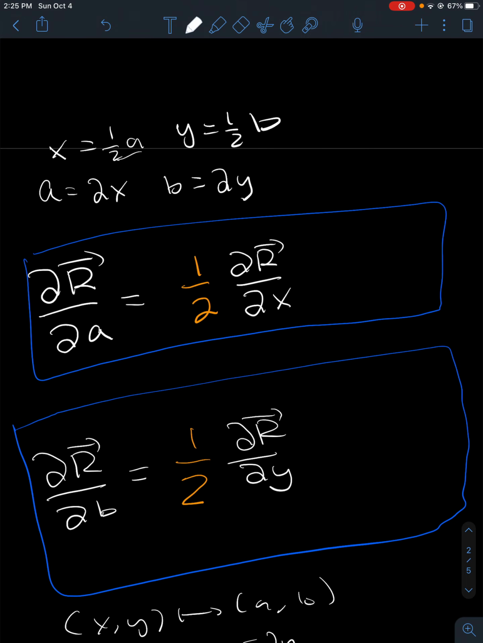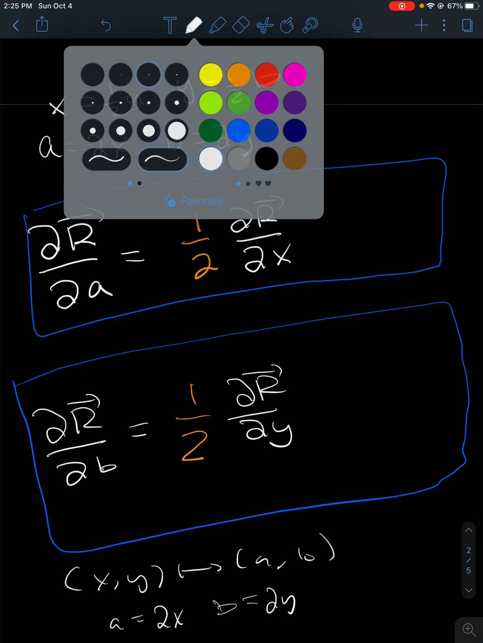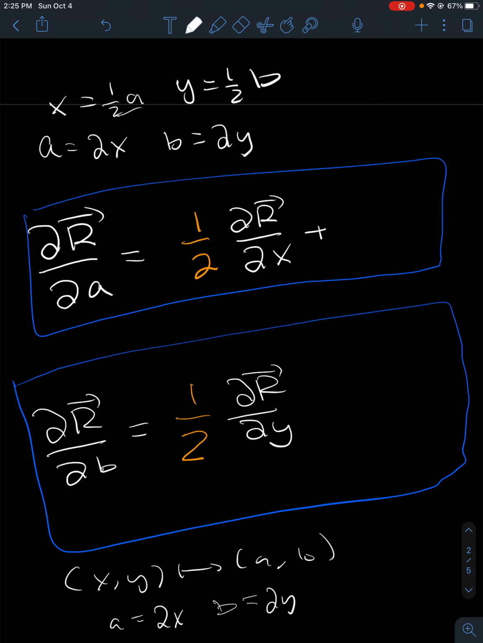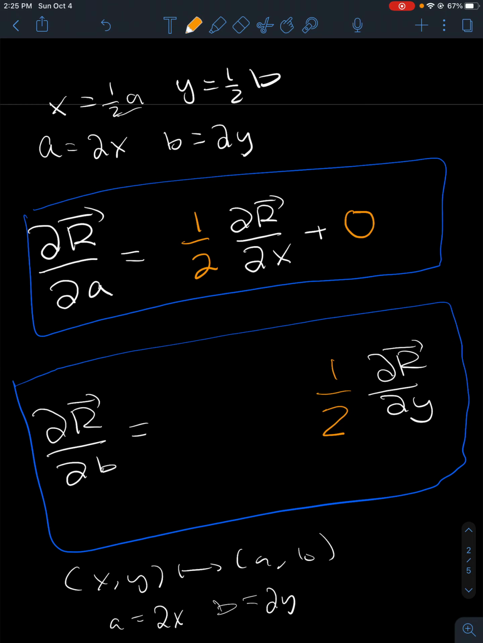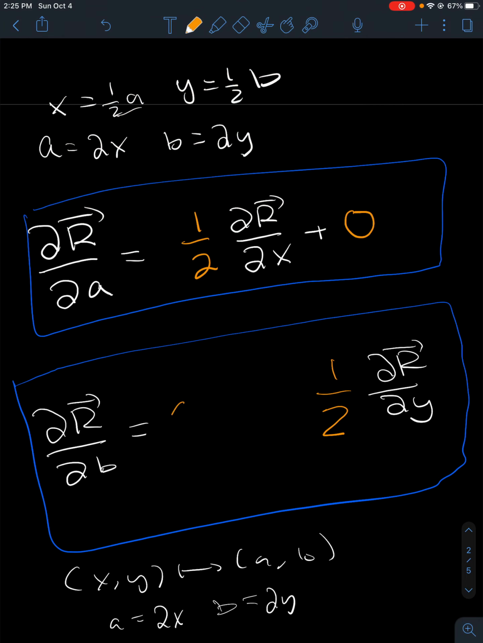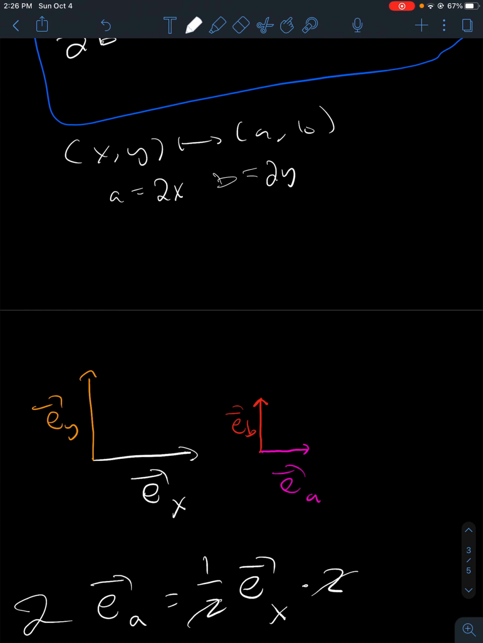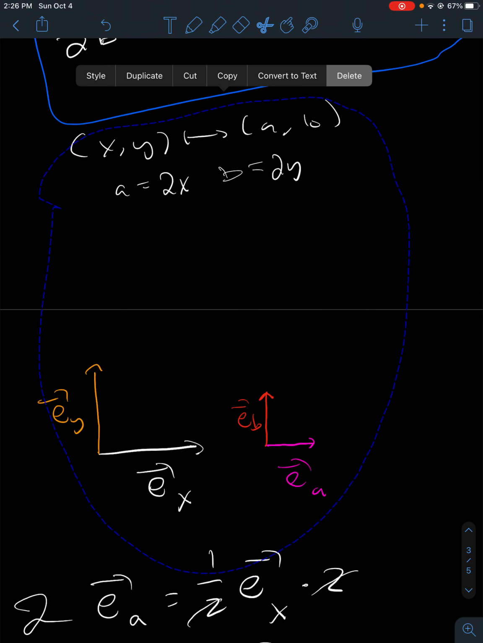So we can actually do something a little bit fancy right here. Let's put back those zeros that we had. Let's put back those zeros. 0. So let's just erase this.